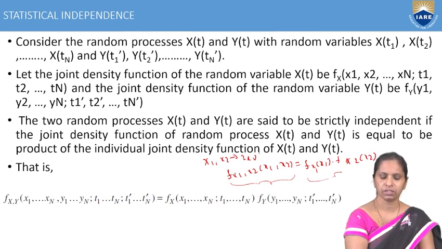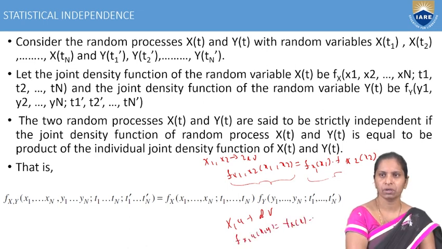So in place of x1, x2, or in place of x, y, the random variables, fxy of x comma y is equal to fx of x into fy of y. Then these two random variables are said to be statistically independent. Now in place of x and y, I am taking two random processes x of t and y of t. The random variables associated with the random process x of t are x1, x2 and so on xn. And the random variables associated with the random process y of t, how do you get these? The random variables in the random process are obtained by fixing the time instants: y of t1 dash, t2 dash and so on, tn dash.